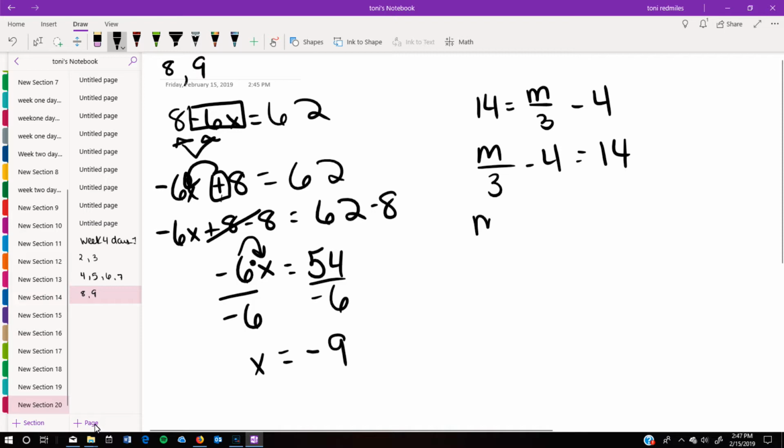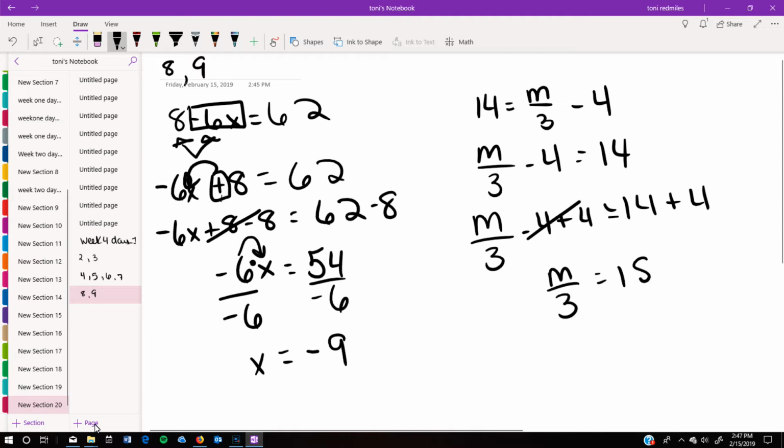All right, so 4 is being subtracted from the m, so I'm going to add it to both sides. That's going to give me a big fat 0 there and an 18 over here. The 3 is dividing m, so to get rid of it I have to multiply it on both sides. That is going to give me, let's see, 3, 4, 5, 54. Is that right? Let me double check myself. Yes, it's a 54.